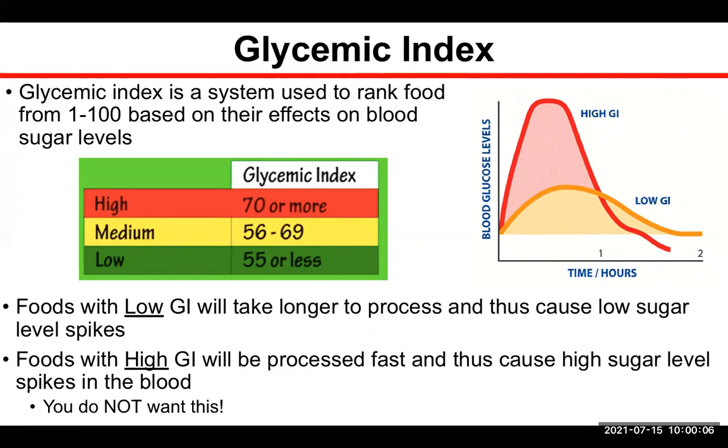So foods with low glycemic index typically take longer to process and thus are not going to cause much of a spike. It's going to be this gradual curve, where the high GI foods are able to get broken down faster because they're typically simple sugars. And those simple sugars, because they're so easily broken down, are going to be released into the blood immediately. This is going to cause a spike in glucose in the body, which subsequently is going to lead to a spike in insulin.